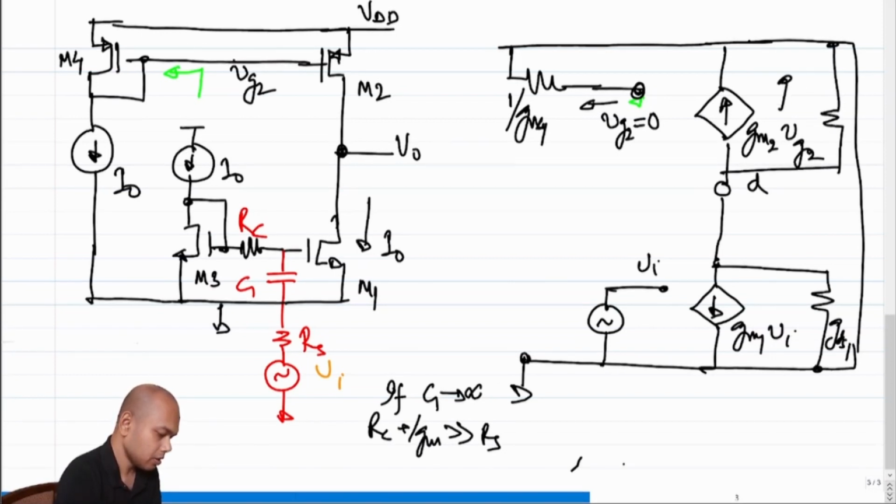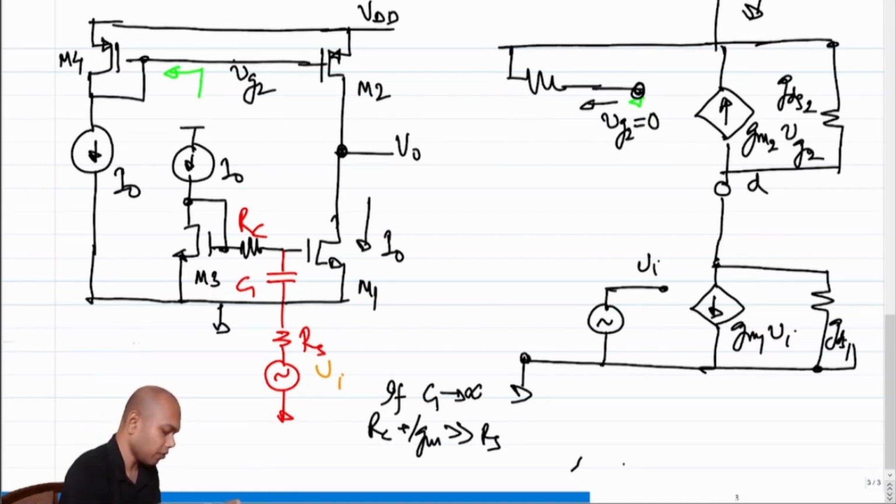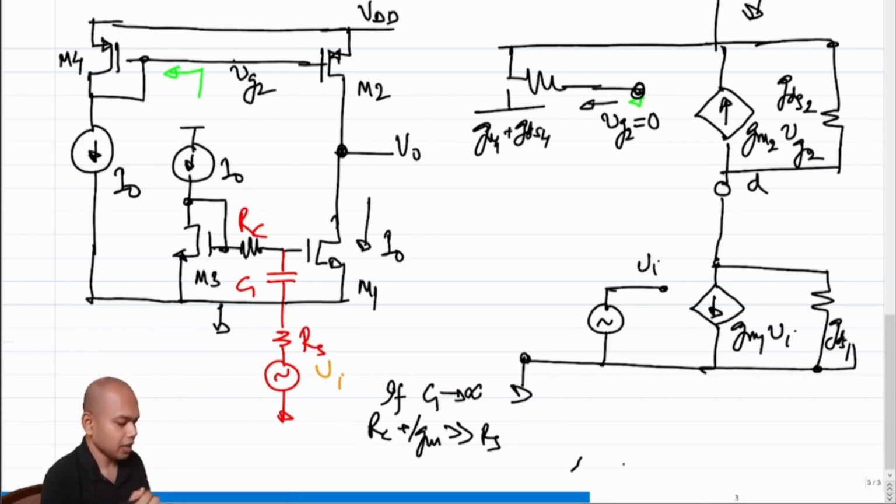So this is GDS2. Let me just say that there is a ground here, so that I don't have to connect the ground all the way from top to bottom every time, right? So if we had considered the GDS of M4 and M3 also, would it have caused any difference? No, right? If we had considered the GDS of M4, instead of 1 over GM4, the resistance would have been 1 over GM4 plus GDS4. But in the end, VG2 would have been 0, right?